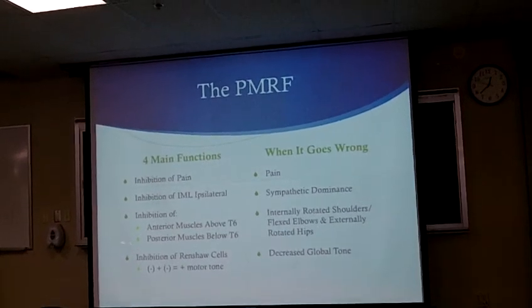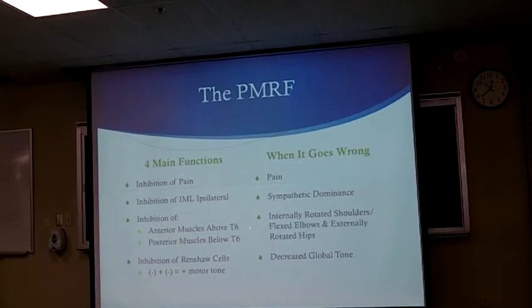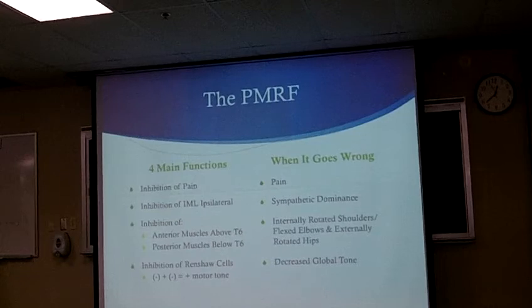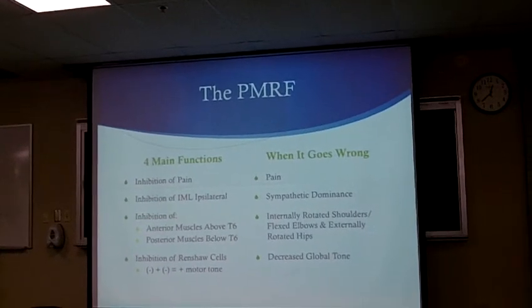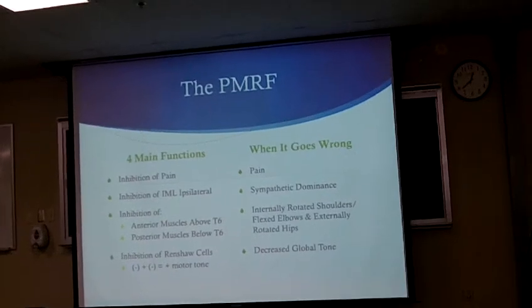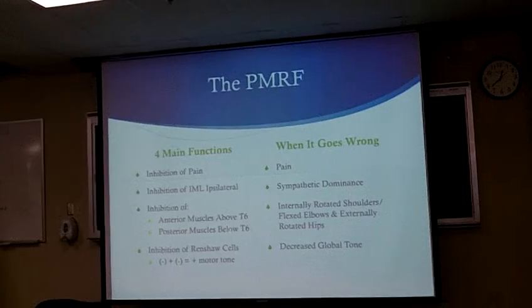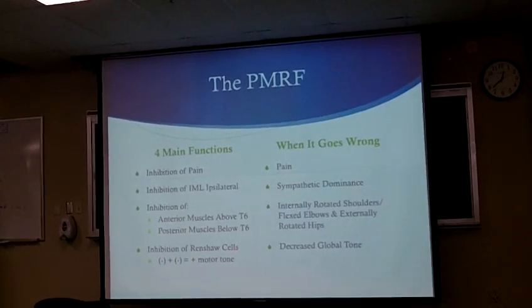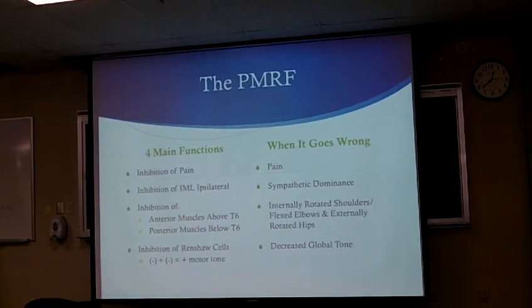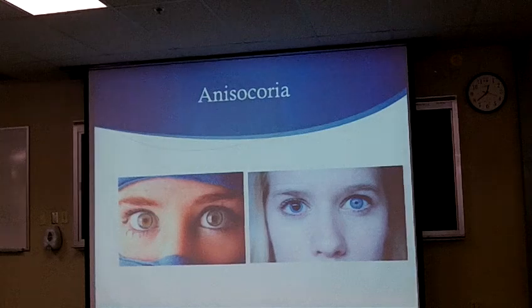Anyway, so we talked about that. By saying inhibition of anterior muscles and posterior muscles below T6, that's just the point where it flip-flops. That's when your nervous system is developing. I don't know why, but that's the part where you see internal and external rotation. So it gives you a lot of flexion, anterior flexion and posterior, a lot of that, like hip extension, knee flexion, stuff like that. So we talked about that.